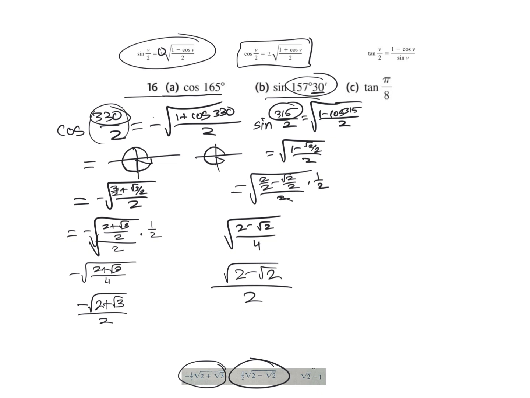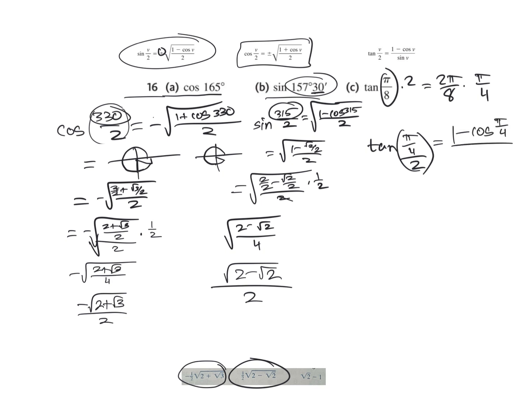And then tangent doesn't have a square root, so we don't need to worry about positive or negative, but we do need to double this. If we multiply that by 2, we get 2 pi over 8, which is pi over 4. So the tangent of pi over 4 over 2, that's the same thing as pi over 8. So that equals 1 minus the cosine of the top, pi over 4, all over the sine of the top, pi over 4. All right, so the cosine of pi over 4 is positive square root of 2 over 2. The sine of pi over 4 is positive square root of 2 over 2.